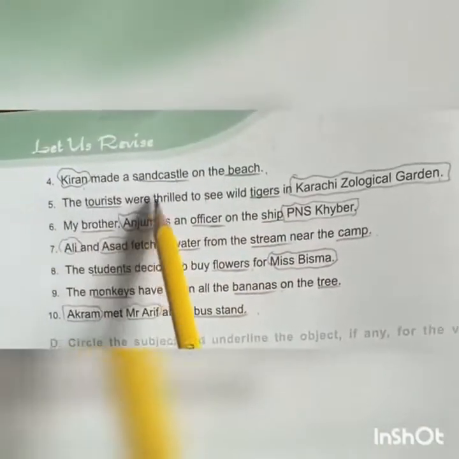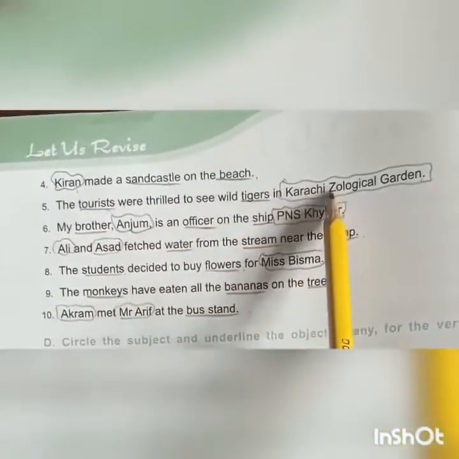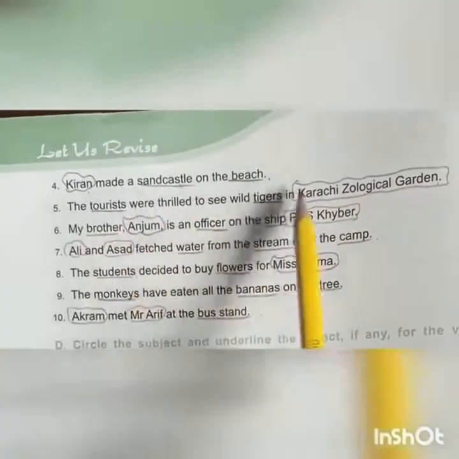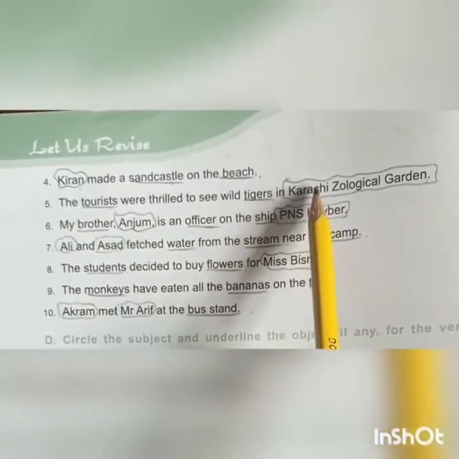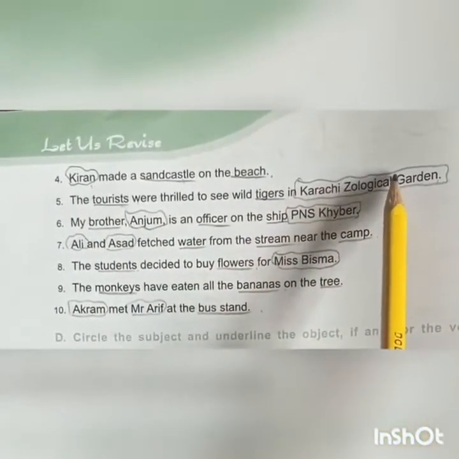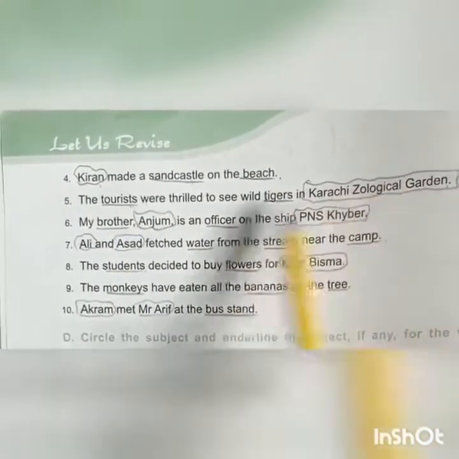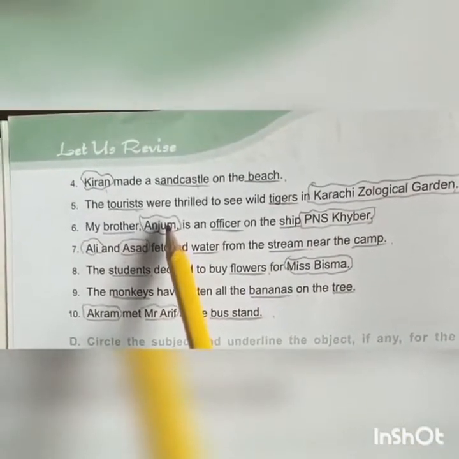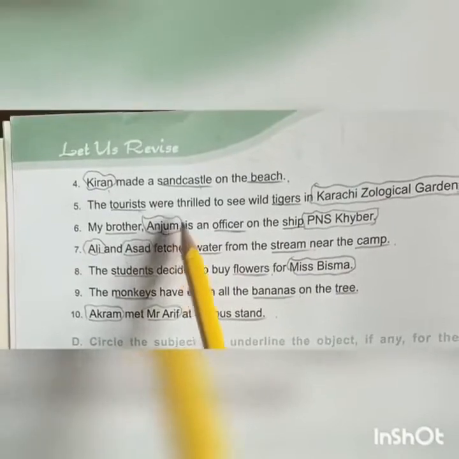The tourists were thrilled to see wild tigers in Karachi Zoological Garden. Tourist common noun, tigers common noun, Karachi Zoological Garden, that is the name of a particular place, so that is a proper noun. My brother is common noun, Anjum particular name of a person, so that is a proper noun.